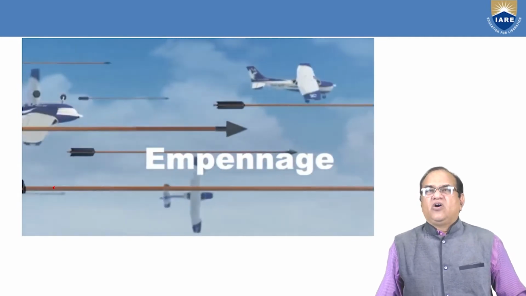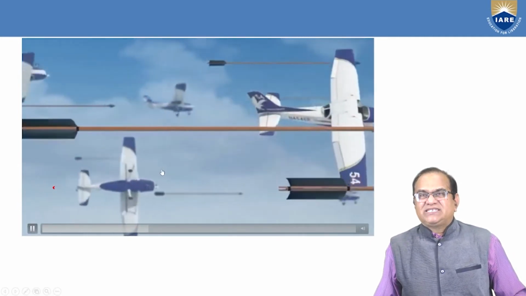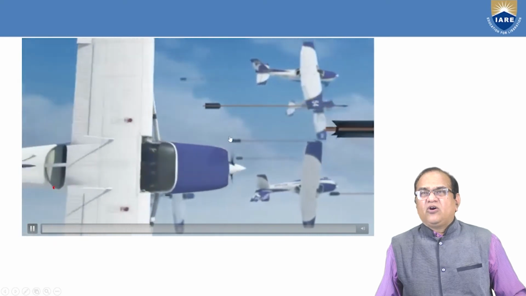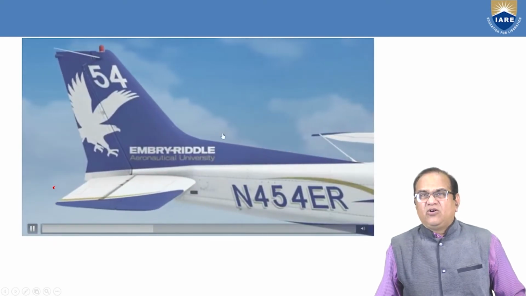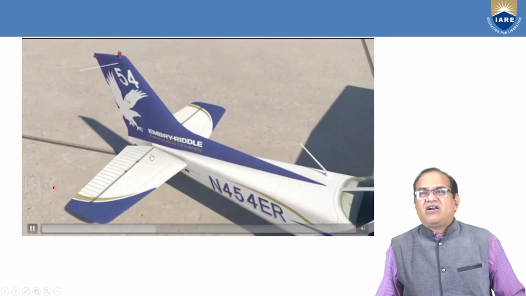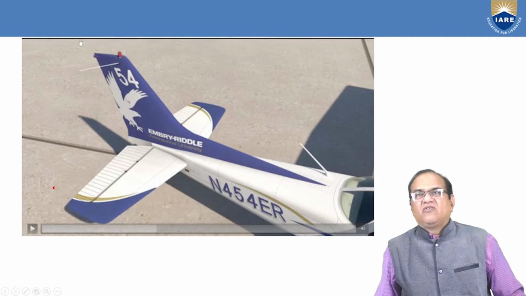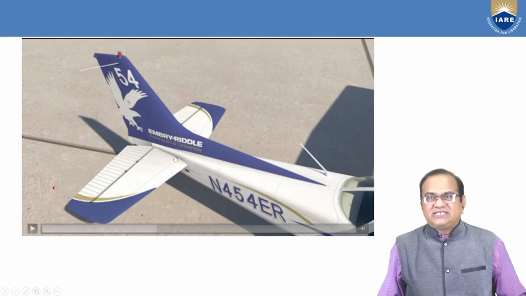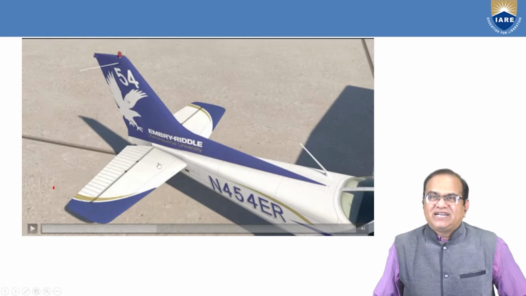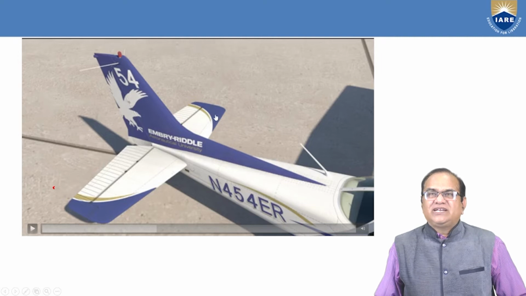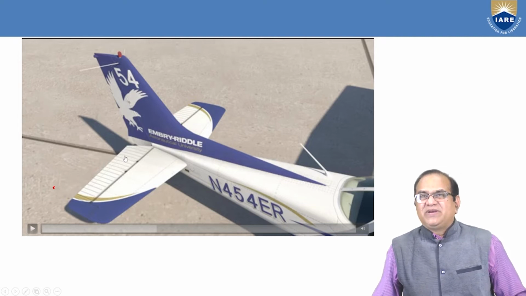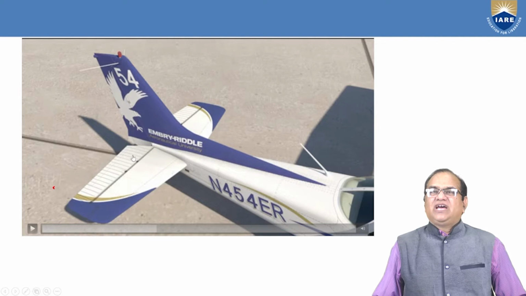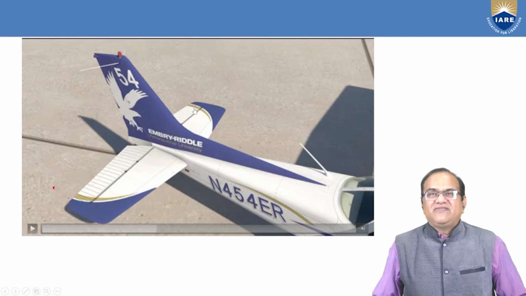this is now the next part, the empennage. You can see an arrow, the behind one is an arrow, and these things are called the empennage. From here to here, these are called the empennage of the aircraft. In this empennage, we have the horizontal tail, two horizontal tails, left and right, and behind this horizontal tail, we have the elevators.